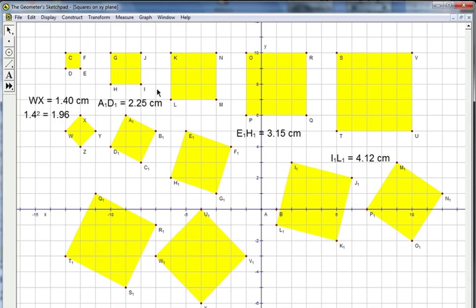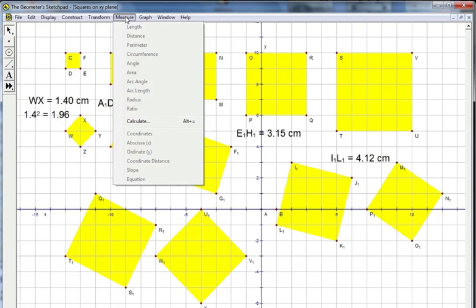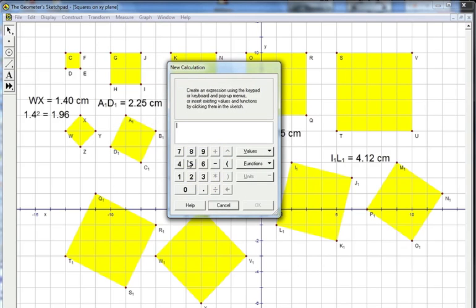We can check this one and see what happens. 2.25 to the second power is 5.06. The area that we have calculated by looking at it is 5. So it's very close to the real area.